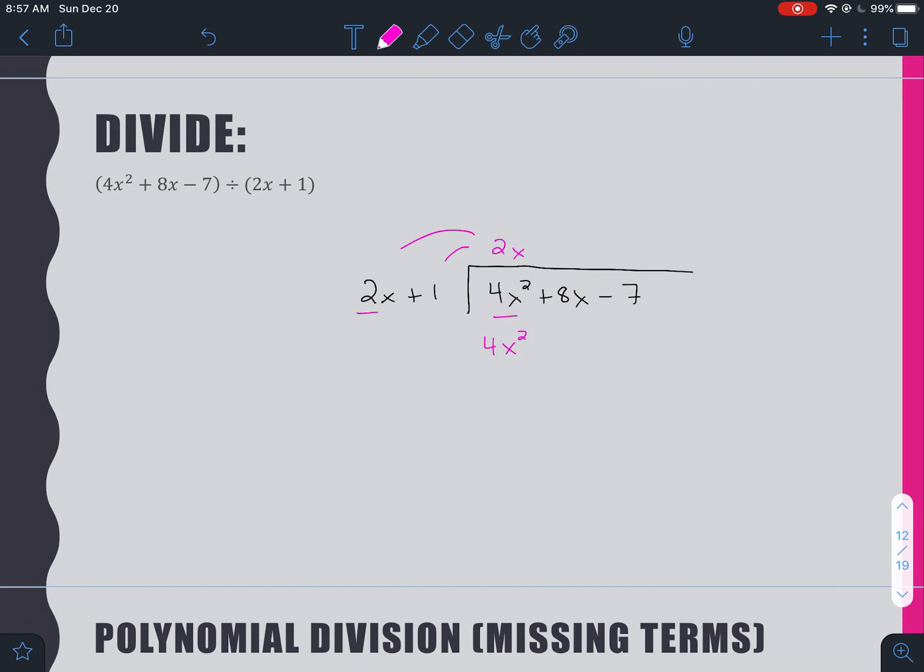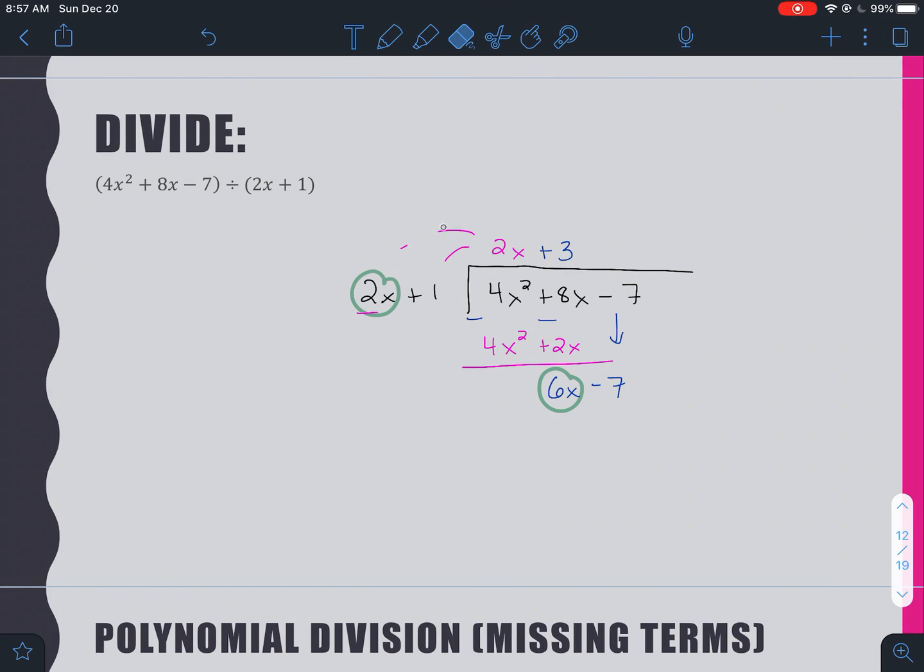All right, 2x times what is 4x squared? That'd be 2x, and then distribute that in. So you would get 4x squared plus 2x, and then subtract going down. 4x squared minus 4x squared goes away. 8x minus 2x is 6x, and then bring down the negative 7.